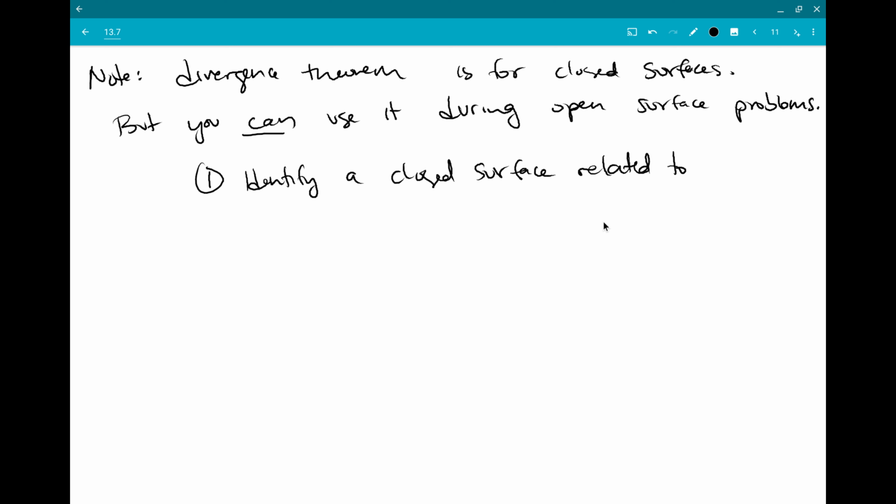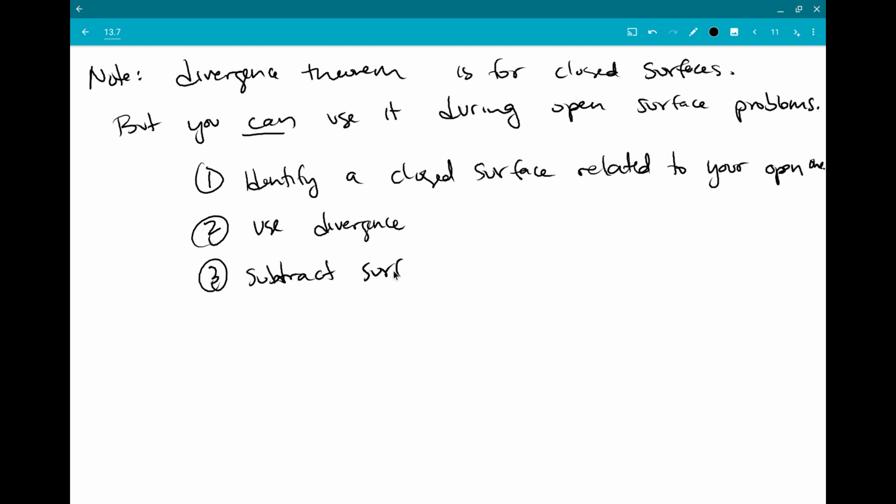So identify a closed surface related to your open surface. Use divergence. And then subtract the surface integral for extra parts, to create the open surface again.